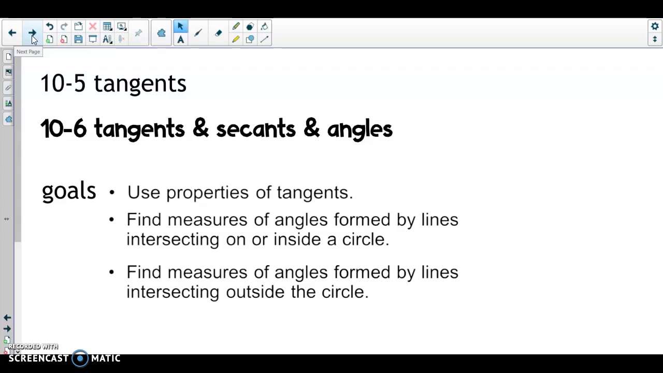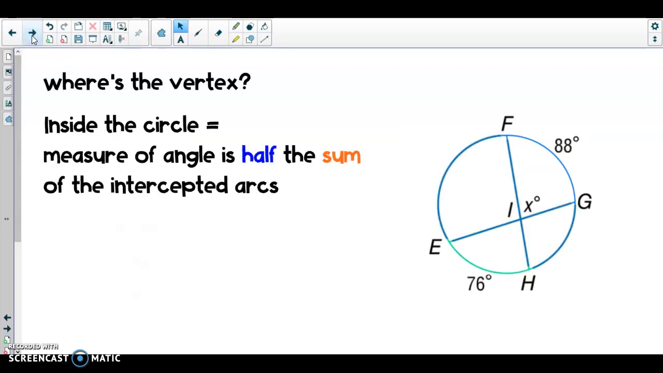The question you always want to ask yourself is, where is the vertex of the angle in relationship to the circle? If the vertex of the angle that you want to know about is inside the circle, so here we're looking at angle FIG, the vertex is inside the circle, not necessarily at the center. We don't know that point I is the center of that circle. It doesn't appear to be. So this theorem will apply to any angle that has a vertex inside the circumference of a circle.